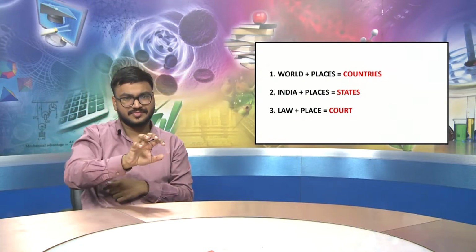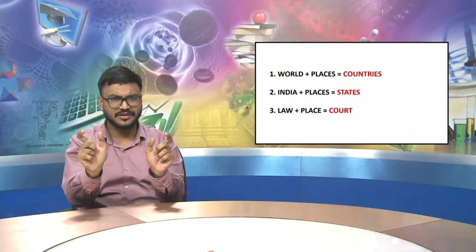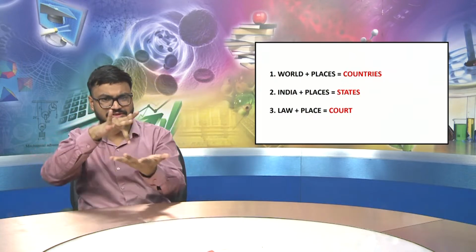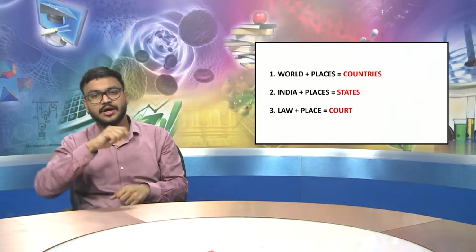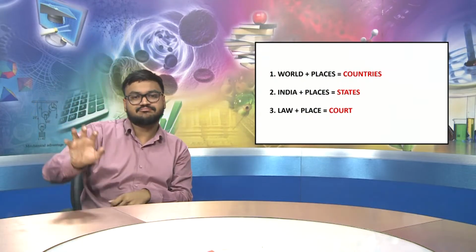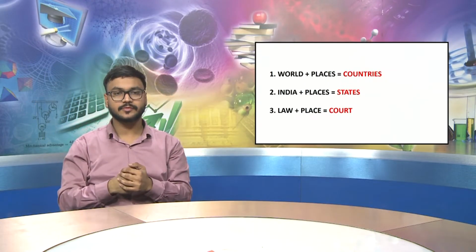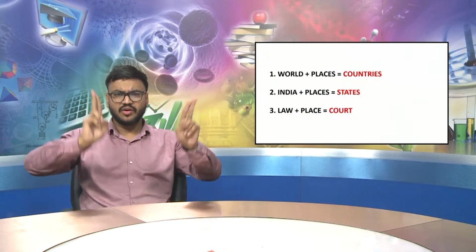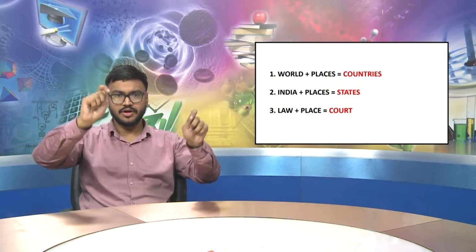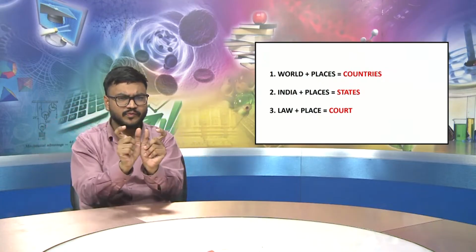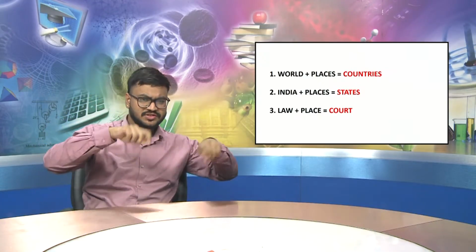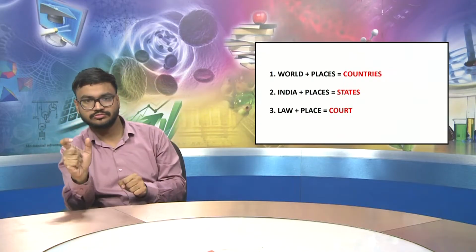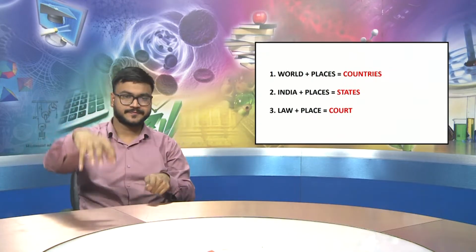Next is states. It also has 2 signs or specific words which combine and make the sign of state. Next is court. It also has 2 different words and a specific meaning. When we combine them, it becomes the sign of court.